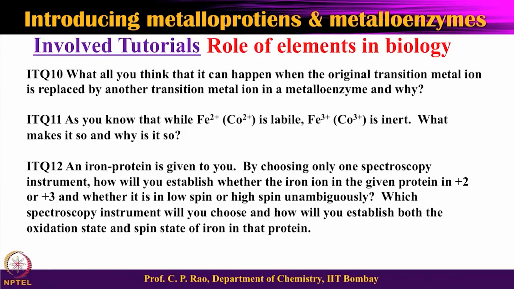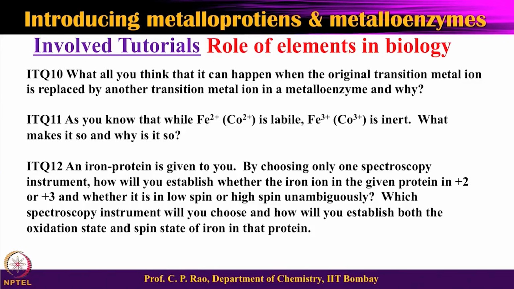In alkali metals it is only the size of the ion, in main group elements it is only the size of the ion, but in transition metal ions both the size as well as the spin states will be playing a role. Okay, let us look at another question.